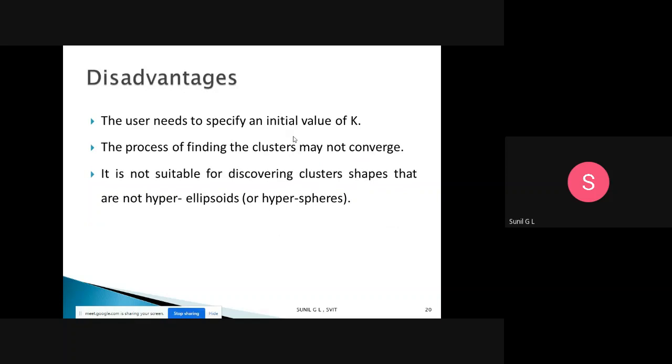So what are the disadvantages? The user needs to specify the initial value of k, so the user must identify how many clusters they want. That is one thing. The process of finding the clusters may not converge. That is another disadvantage. And it is not suitable for discovering cluster shapes that are not hyper-ellipsoids or hyper-spheres. If the clusters have other shapes, then it is not suitable, based on the distribution of the data points.